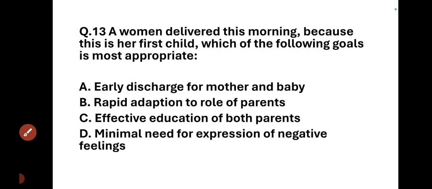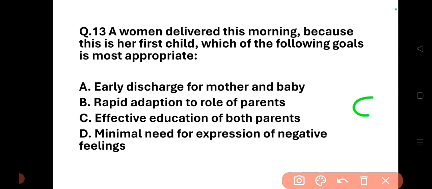Question number 13. A woman delivered this morning and this is her first child. Which of the following goals is most appropriate? Right answer is option C, effective education of both parents.